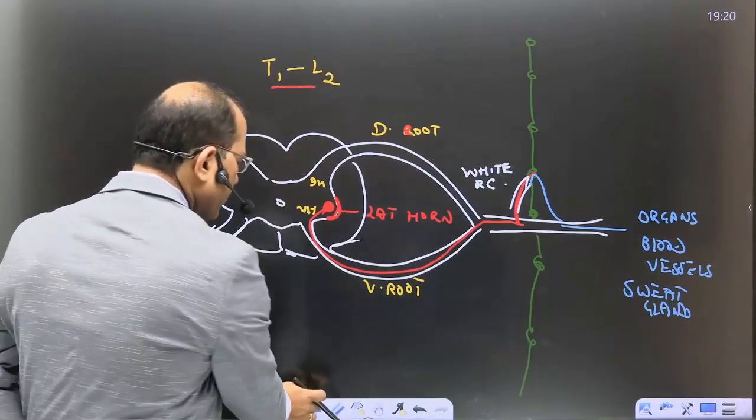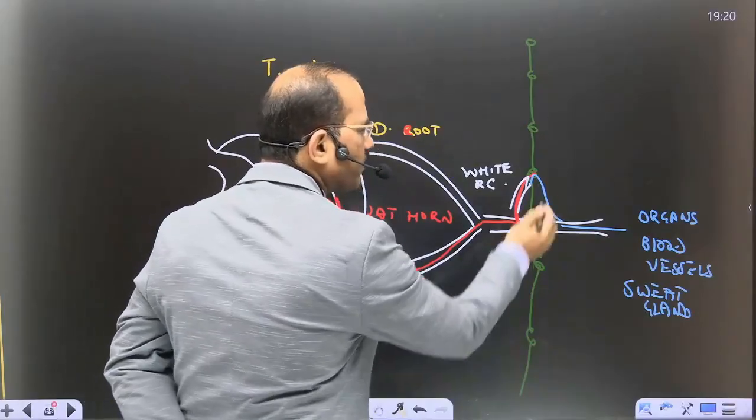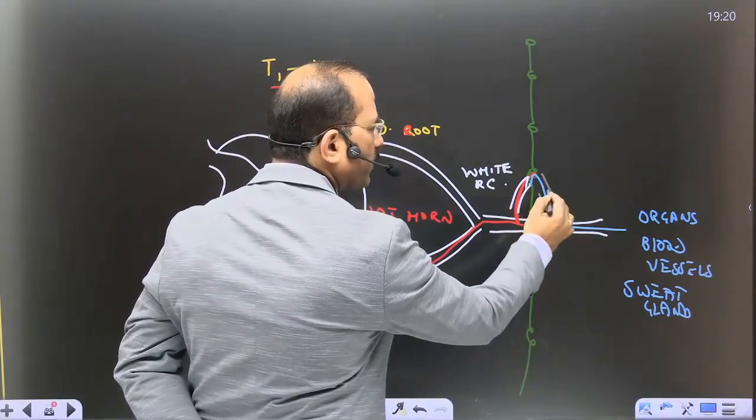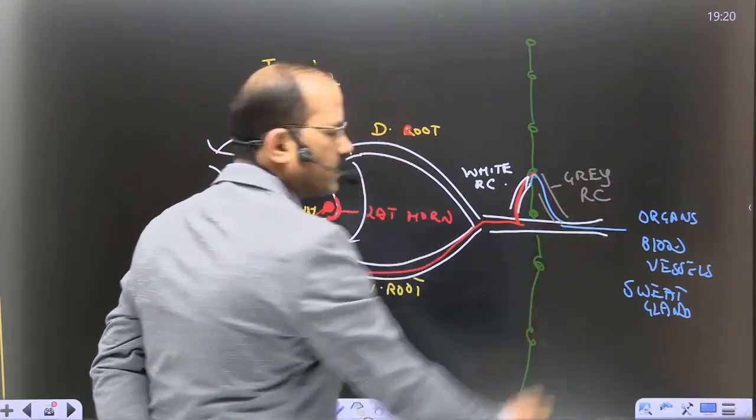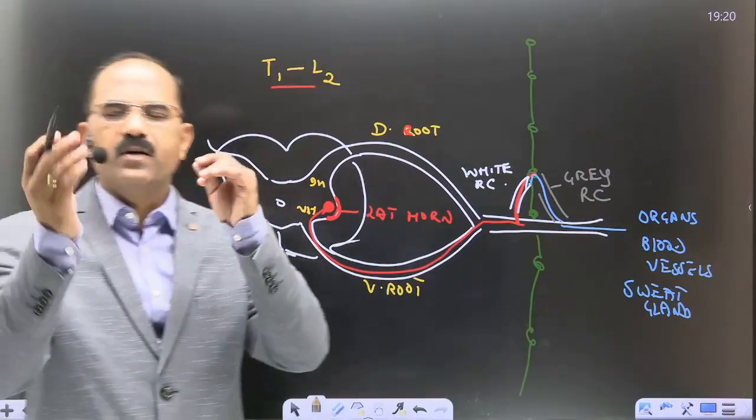This postganglionic fiber has to be carried by someone from the ganglion to the spinal nerve. So these are the gray rami communicantes. So what do the gray rami communicantes do?